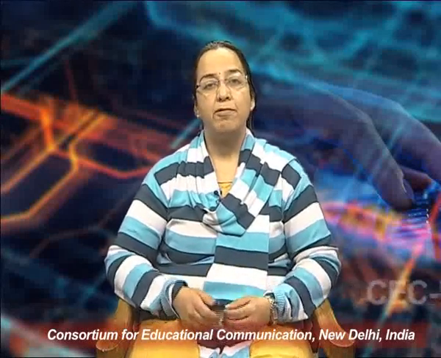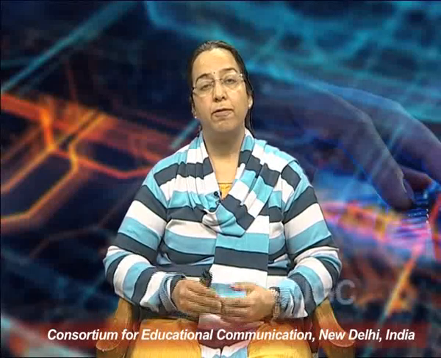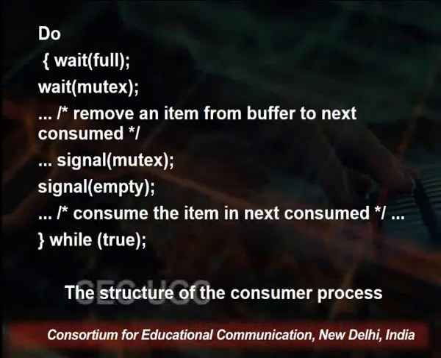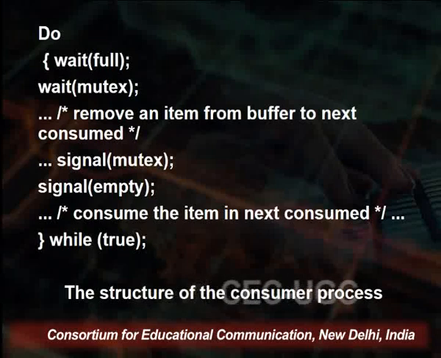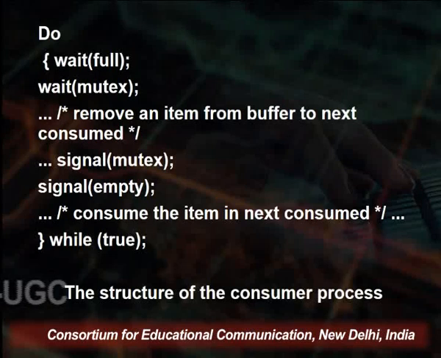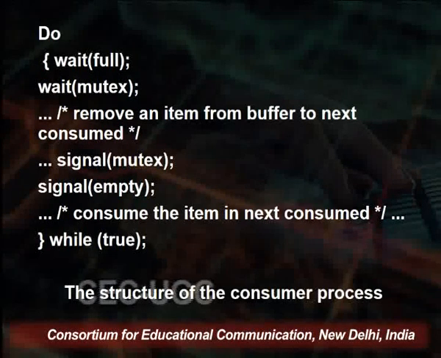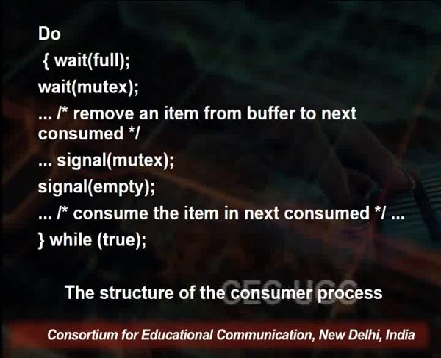So, with the help of wait and signal, and with the help of the treatment of the semaphores full, mutex and empty in the producer and the consumer processes, we are able to solve the problem of synchronization inside the producer consumer problem. So, in this lecture, let us recap what we have done.